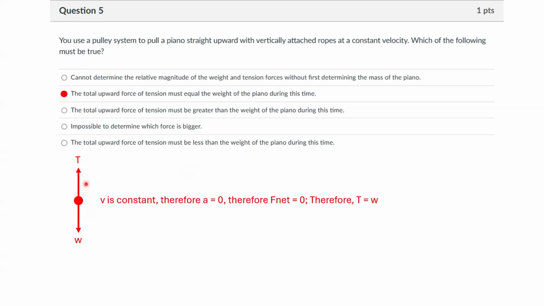Now, could I have multiple ropes? Sure. This tension is just representing the total tension across all of the ropes that point up. That total must equal the weight of the piano. And that's what this second answer choice says. The total upward force of tension, that's this one, must equal the weight of the piano during this time. And Newton's second law is why.